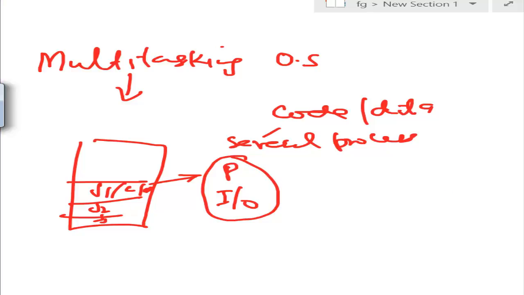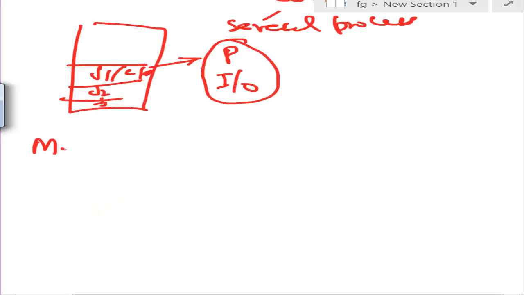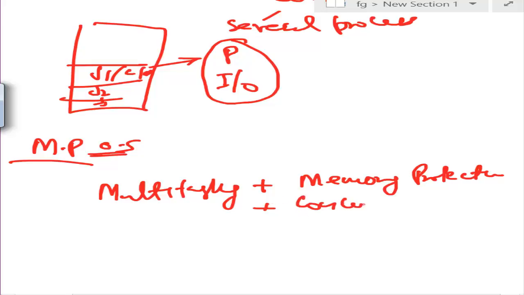This is the multitasking. So now what is the multiprogramming then? Okay. Now multiprogramming, if we go down a little bit, we could say multiprogramming OS. What's a multiprogramming OS? It is the same, which does the multitasking, that is the above one, plus it needs to have sophisticated memory protection, and also it needs to have concurrency control.